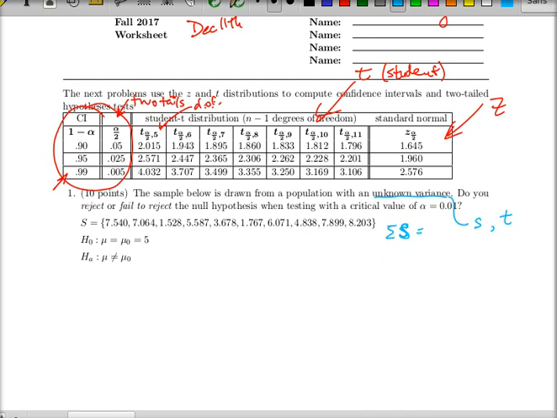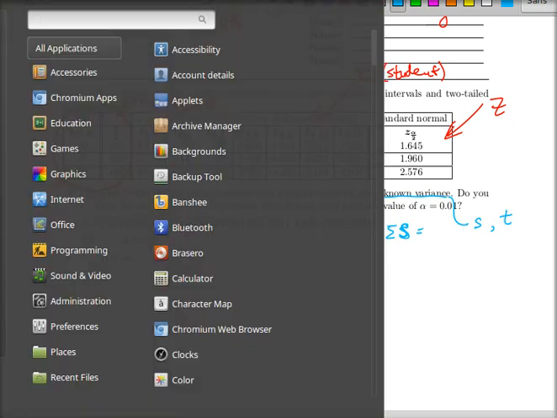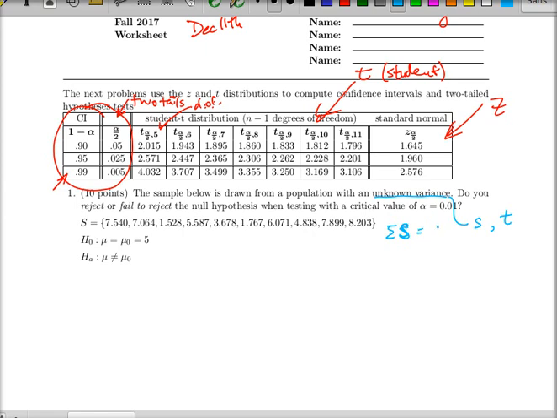7.540 plus 7.064 plus 1.528 plus 5.587 plus 3.678 plus 1.767 plus 6.071 plus 4.838 plus 7.899 plus 8.203.